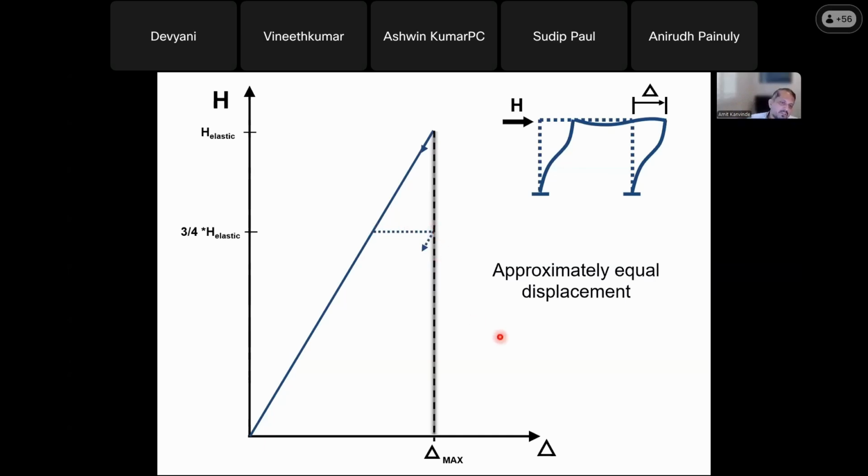All right, so let's take this further. Let's now design the structure for half the strength. Okay, so now this is a pretty big deal. You said that your structure was going to be designed for a force of V, but now you're saying, okay, I don't care. I'm going to design this structure for a force of half V.